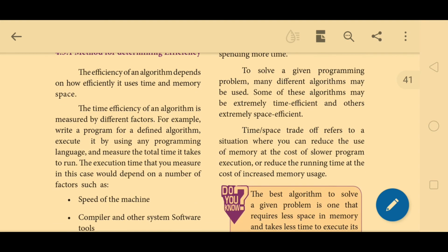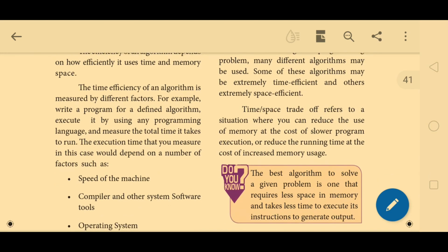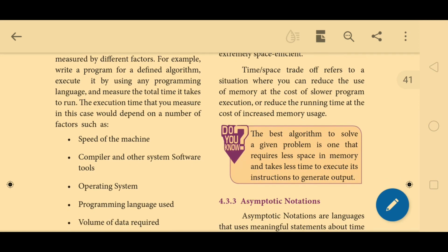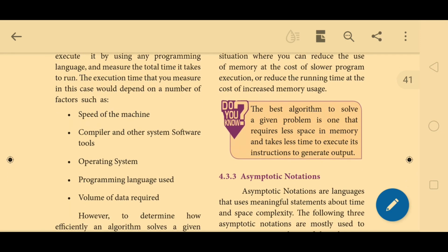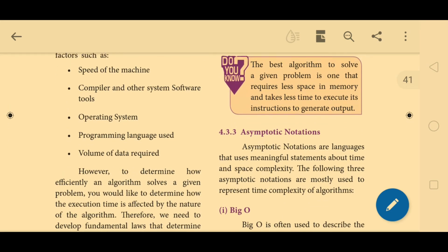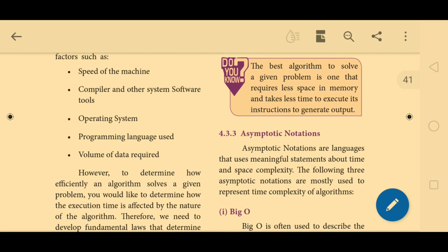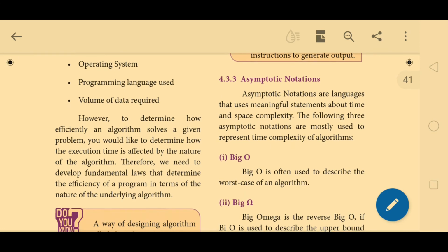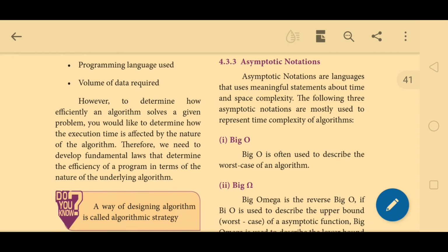Here the time efficiency of an algorithm is measured by different factors. Write a program for the defined algorithm, execute it using any programming language, and measure the total time it takes to run. Here the execution time depends on a number of factors such as speed of the machine, compiler and other system software tools, operating system, programming language used and volume of data required. These are the things used to determine how efficiently an algorithm solves a given problem.